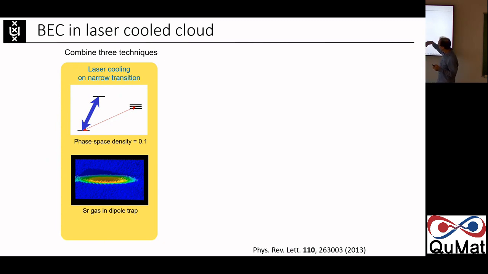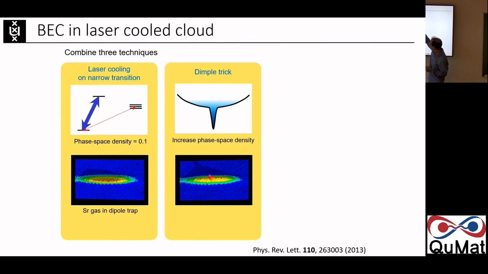Now, that means we need to get a bit denser, and we can do this by adding a dipole trap. So we shape our potential in this manner. And then the atoms can enter this little dimple, as we call it. And the density inside this dimple is increased. It's just like air at ocean level is much denser than air on top of Mount Everest.